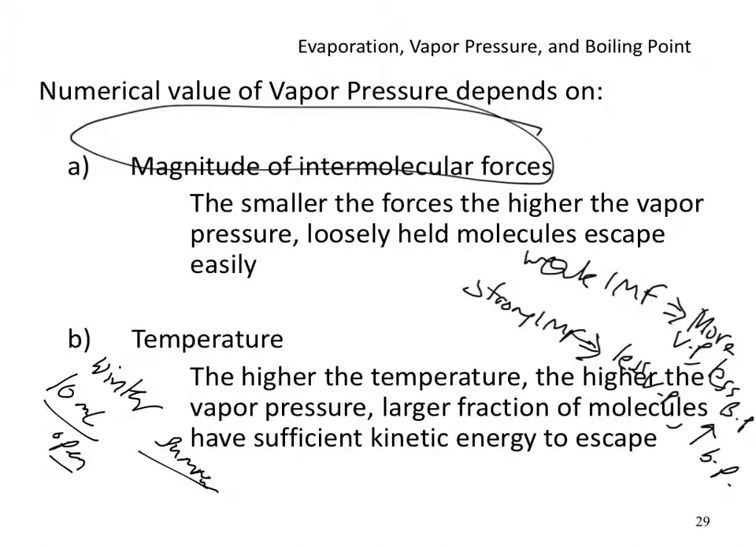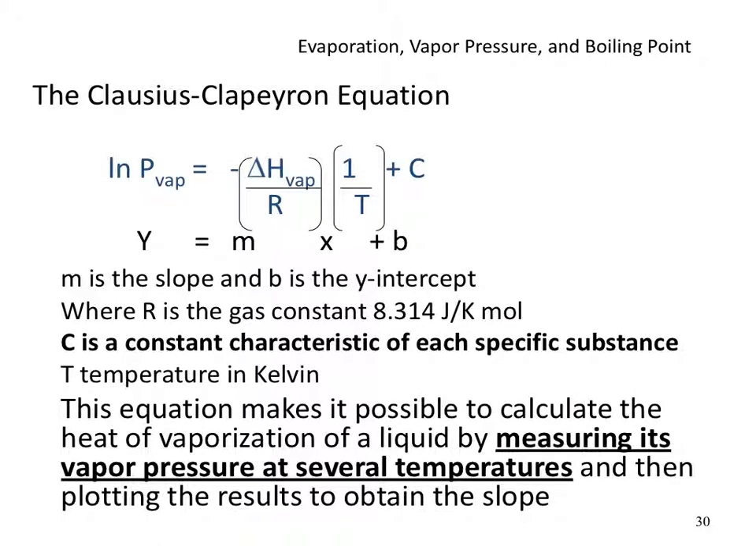And of course, during the summer season, it's the opposite. The fraction increases, and hence the vapor pressure increases during the summer months as well. There's a direct connection. All right.